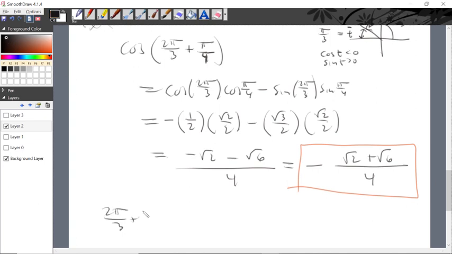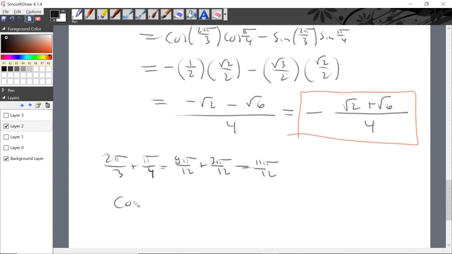2 pi over 3 plus pi over 4 with a common denominator of 12. This would be 8 pi over 12 times 4 plus 3 pi over 12 multiplied by 3, which is 11 pi over 12. Okay, so we can say that what we just found here is the cosine of 11 pi over 12. And that's equal to negative the sum root 2 plus root 6 over 4. So we just found that.